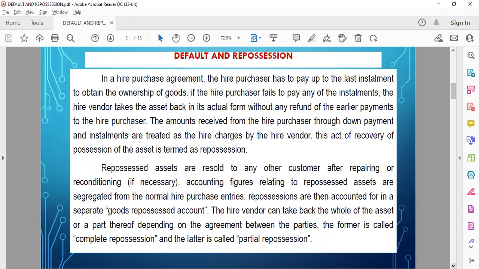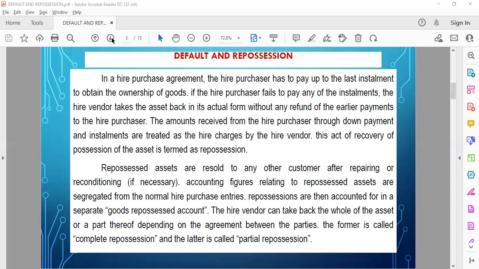In a hire purchase agreement, the hire purchaser has to pay up to the last installment to obtain the ownership of goods. If the hire purchaser fails to pay any of the installments, the hire vendor takes the assets back in its actual condition without any refund of the earlier payments to the hire purchaser.